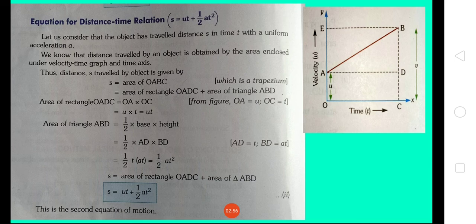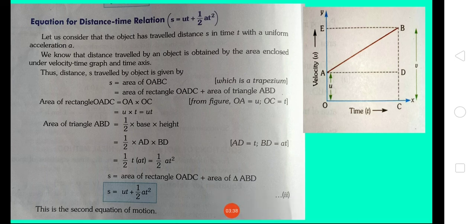Now coming to the area of triangle ABD, we already know that area of triangle can be calculated by using the formula half into base into height. If you see, the base of the triangle is AD and the height of the triangle is represented by BD. So half into AD, if you see, AD equal to OC equal to t. So half into t. And if you see BD, if you remember yesterday's calculation, BD is nothing but at.